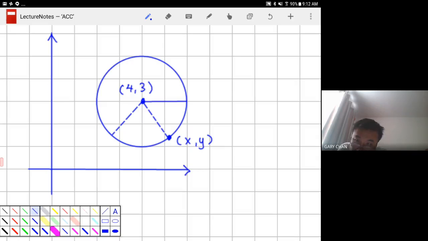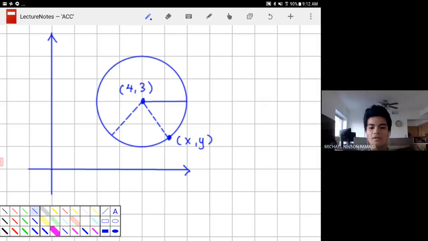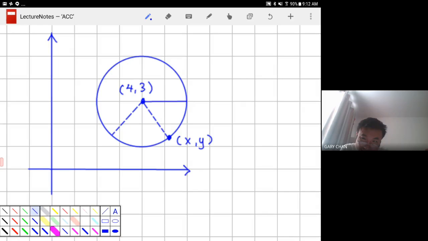Maybe I'll ask Ricardo. Ricardo, are you there? He is not here. He's muted and not present. Okay. Maybe Dylan. What's the distance between point x, y and the center?